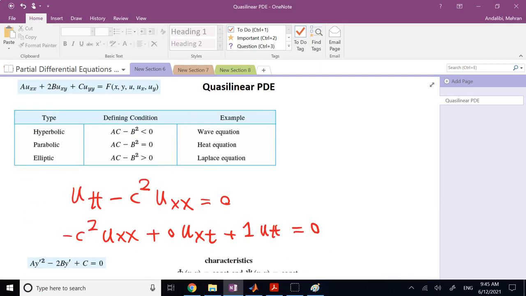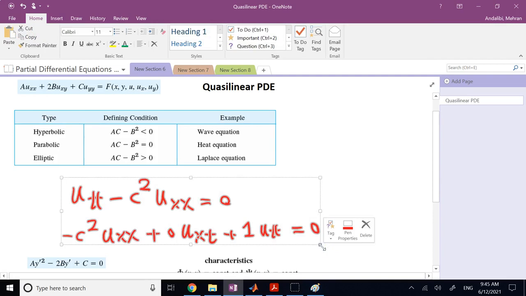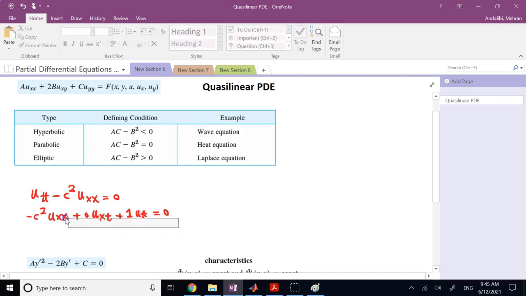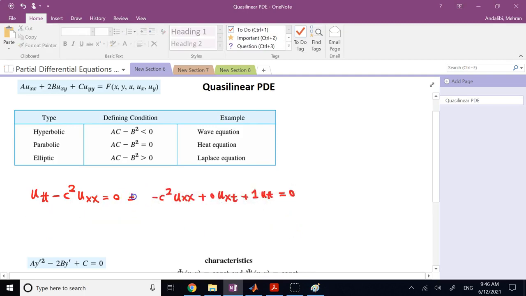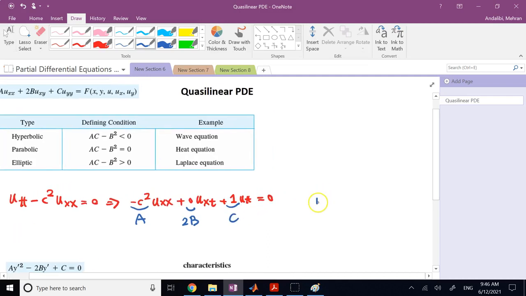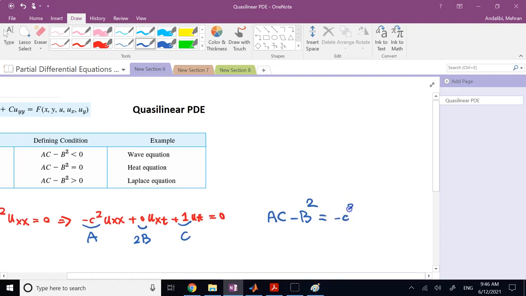And now, if I ask you, form that discriminant for me, and tell me whether it's positive, negative, or 0, what can you do? Okay, so let's do that. But let me move this to the top. Okay, so as I said, you can write it that way. Good. So now comparing it with what we have on the top, what are A, B, and C? A is this number, negative C squared. 2B is 0, and C coefficient is 1. So if I form AC minus B squared, it is going to be negative constant C squared.